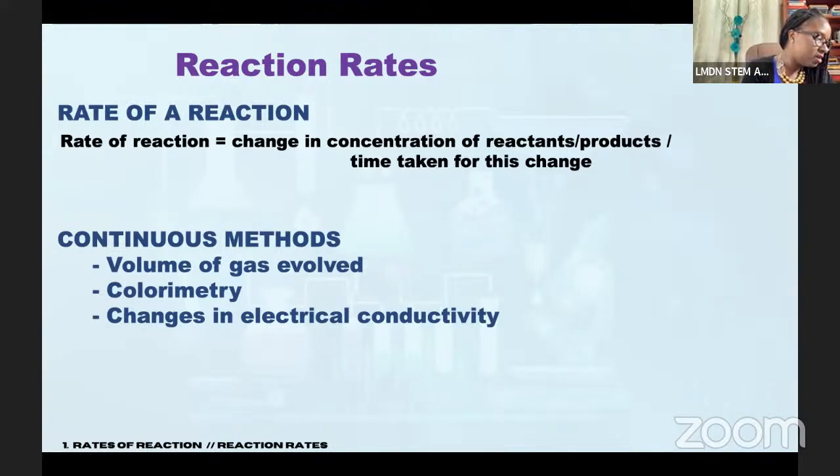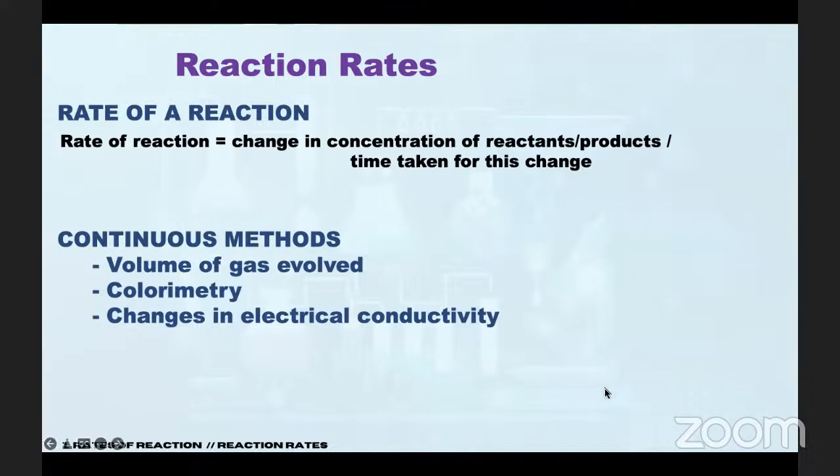And then you can also use colorimetry. Do you know what colorimetry means? As the name kind of hints at what exactly it means. So when we talk about colorimetric methods, what are we measuring? What are we using as markers for change? Like what are we using to say definitively that something happened?